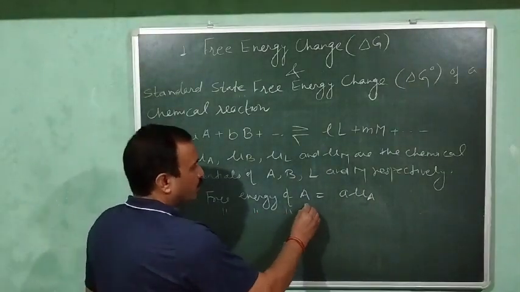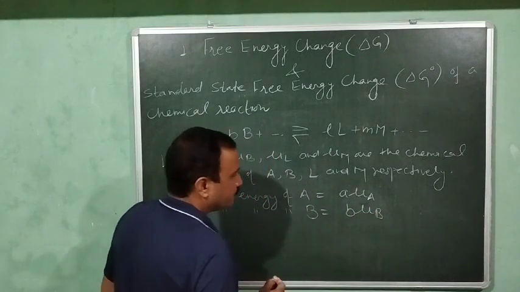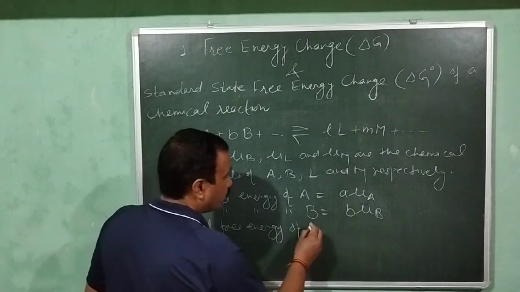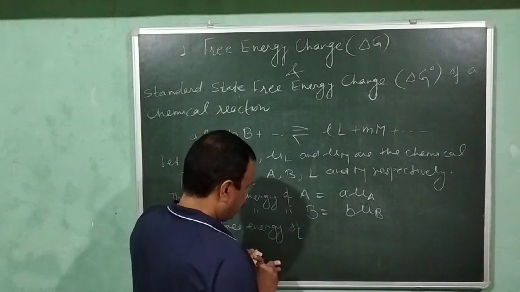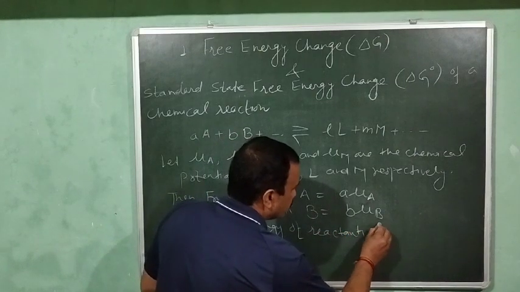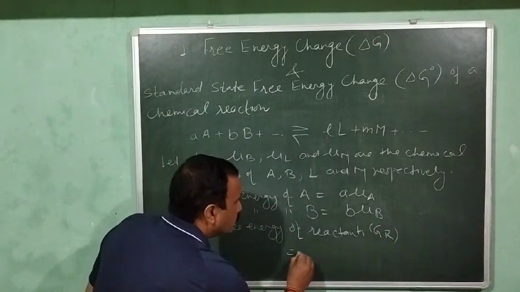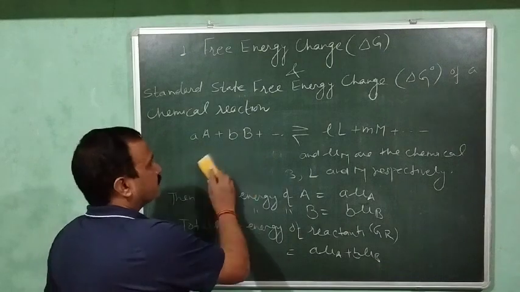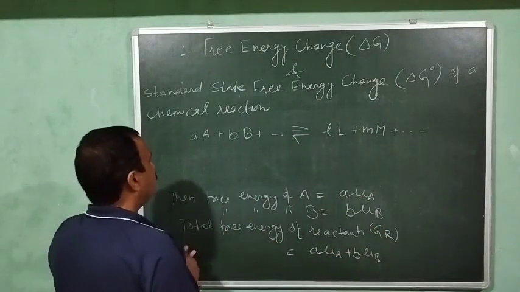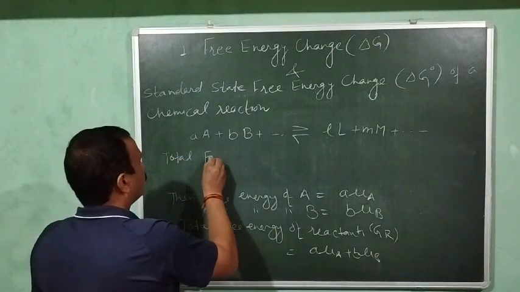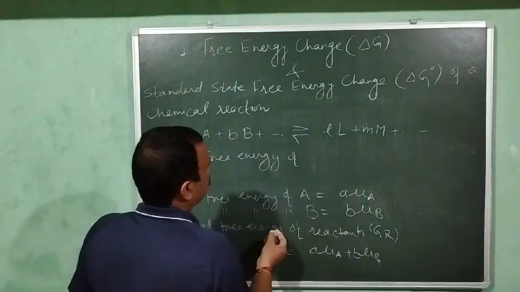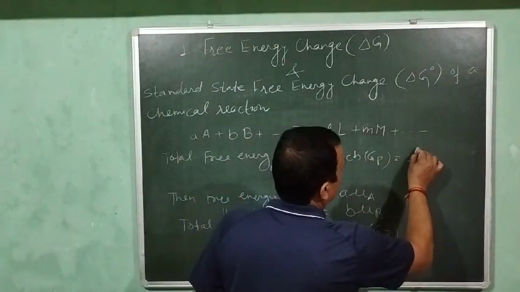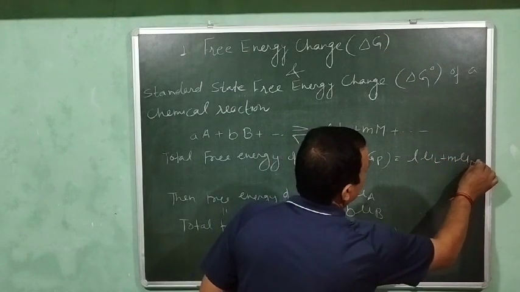Likewise the free energy of B will be equal to B into mu B. Then the total free energy of your reactants, that is GR, will be equal to A mu A plus B mu B. Likewise the total free energy of your products, GP, will be equal to L into mu L plus M into mu M.